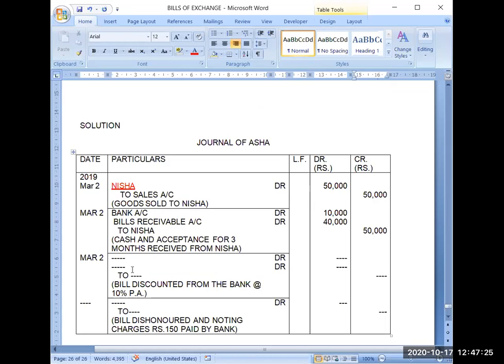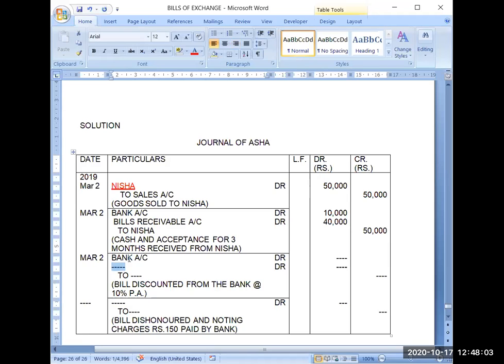Now see the third entry. All the particulars are to be filled and all the amounts are also to be filled. I have to calculate each and every amount. So now I will be having a clue only with the help of this narration. It is saying bill discounted from the bank at the rate of 10% per annum. So I should know the journal entry for getting the bill discounted. Obviously, if I am getting the bill discounted, then here I will be debiting bank account debit. Amounts we will clarify later.